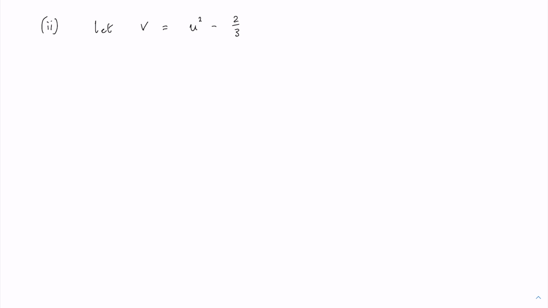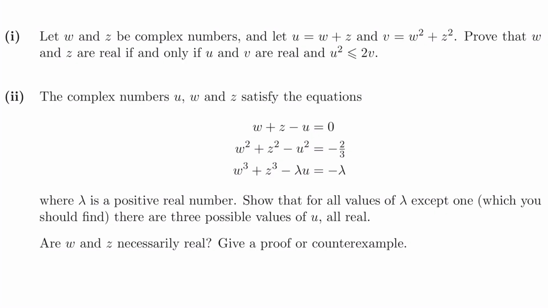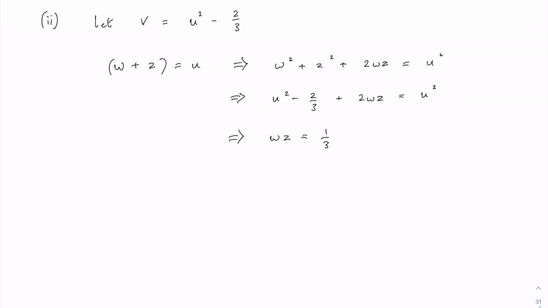So, as usual with simultaneous systems of equations, we're hoping to get an equation just in the terms that we're interested in, which in this case is u and lambda, and we can do that by using the sum of two cubes identity in the third equation, and then substituting in values for w plus z and w squared plus z squared from the first and second equations. We'll just need to manufacture a wz term, which we can do by squaring the first equation and using the second equation to write the result in terms of u. And so we get that wz is equal to 1/3. So now we have everything we need to write this sum of two cubes identity in terms of u only.